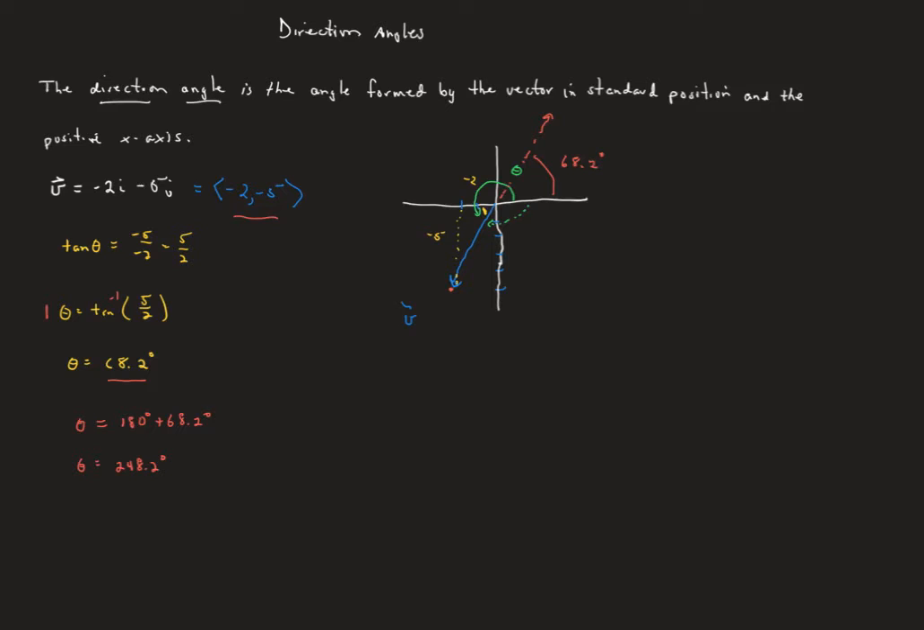Okay, let's do another example. I'm going to go to a new screen, and let's find the direction angle for our vector w this time, and w is going to be, in component form, ⟨-3, 2⟩. If you want, you can pause your video for a minute, see if you can work it, and then see if we end up getting, hopefully, the same thing.